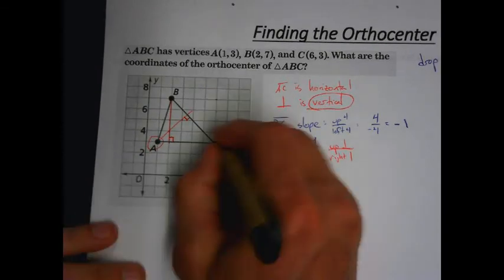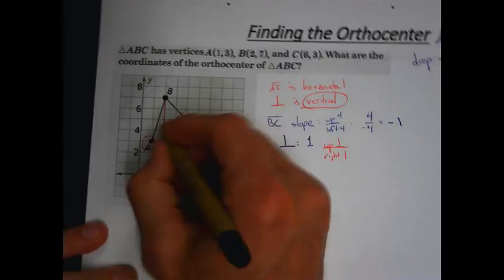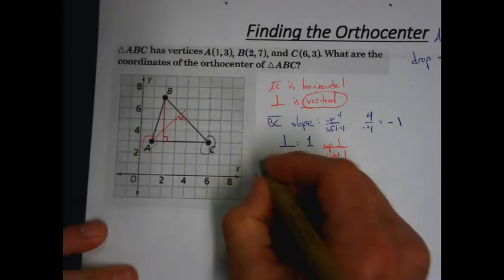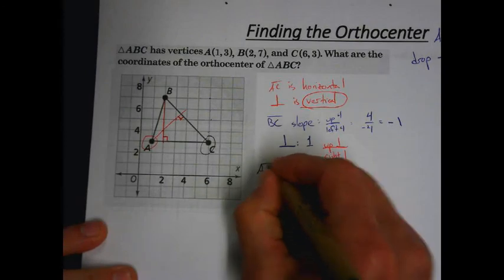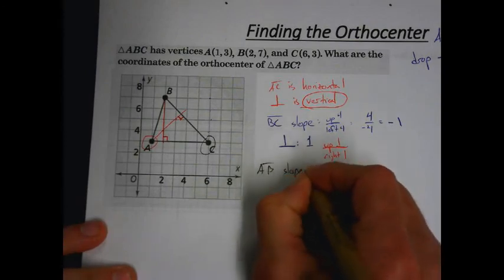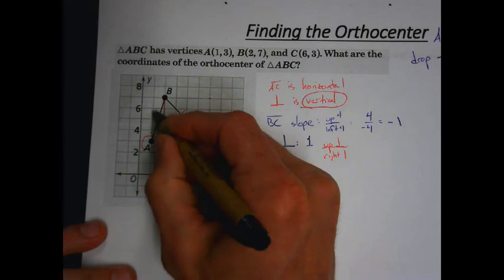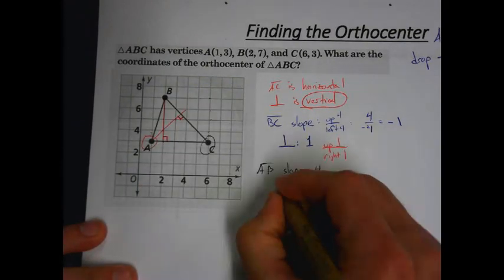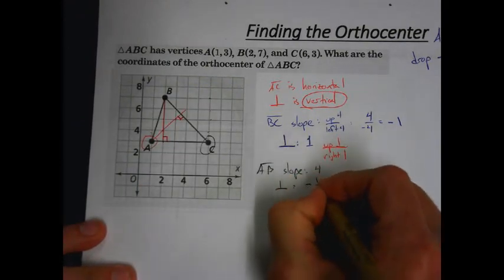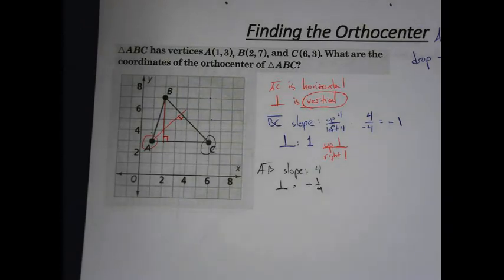So let's take a look at vertex C. Vertex C is going to intersect side AB. Now, what's the slope of side AB? The slope of side AB is 1, 2, 3, 4 over 1. The slope is 4. That means perpendicular to 4 is negative 1/4. Look how fast I'm going now.